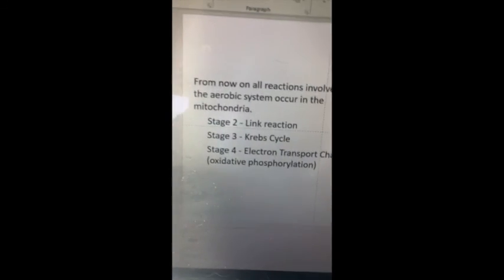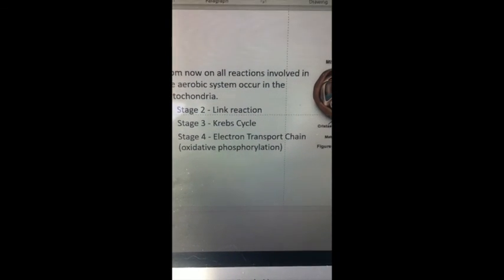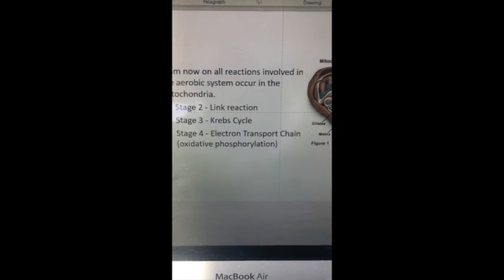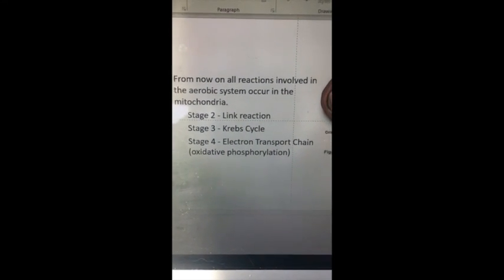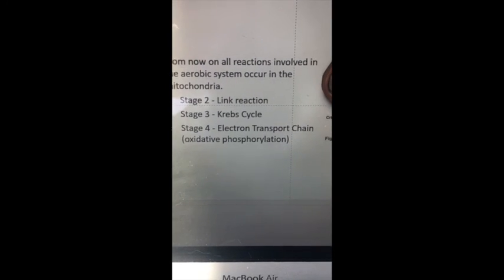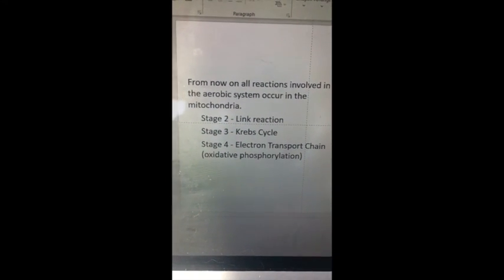There we go. So, stage 1 was glycolysis. Stage 2 will be the link reaction. Stage 3, the Krebs cycle. And then the most important one, the electron transport chain, because that's where oxidative phosphorylation is going to occur.